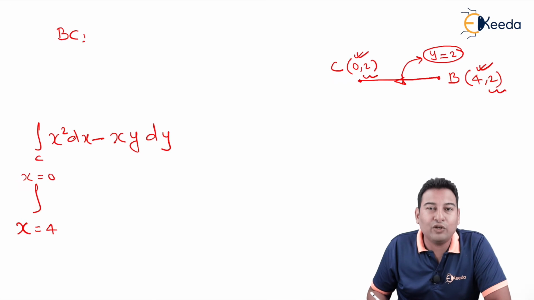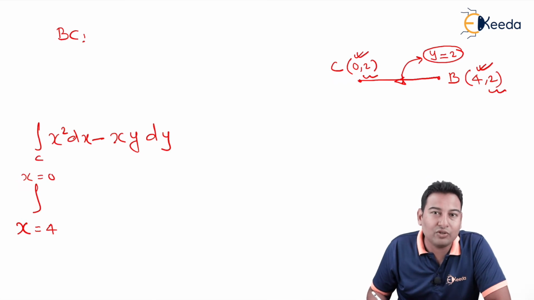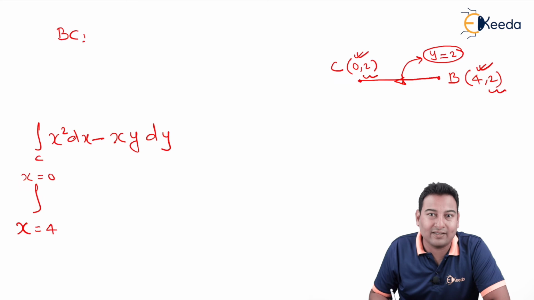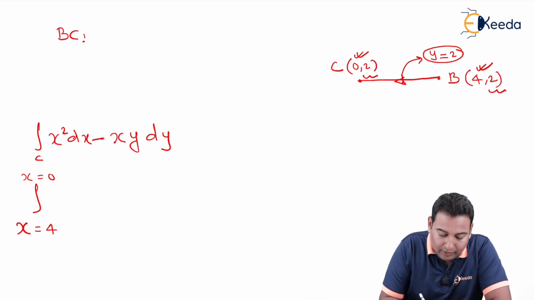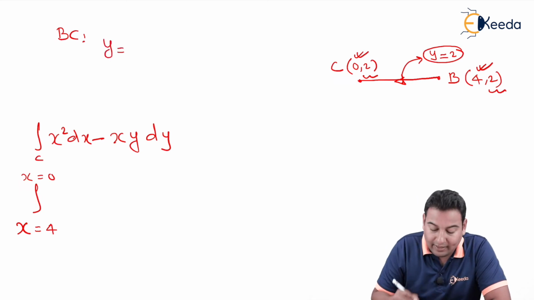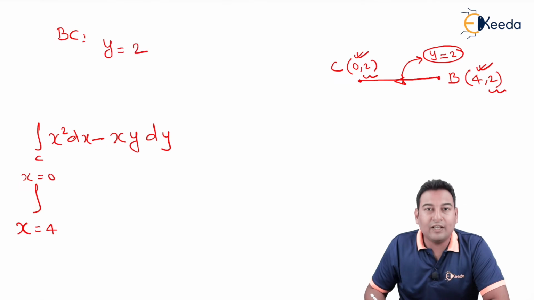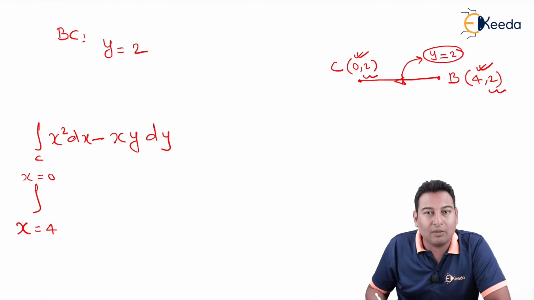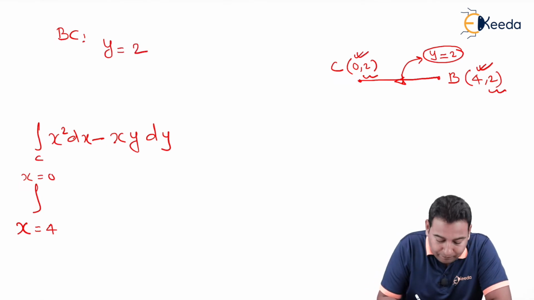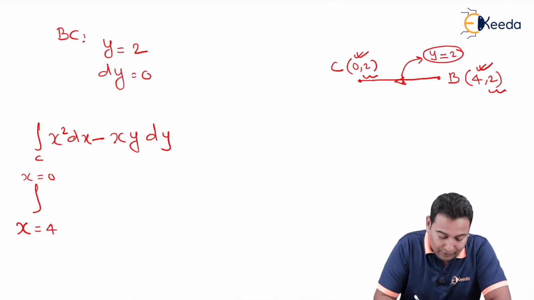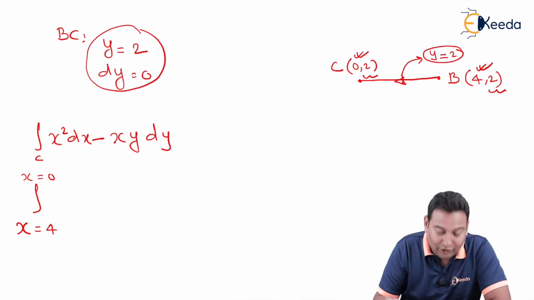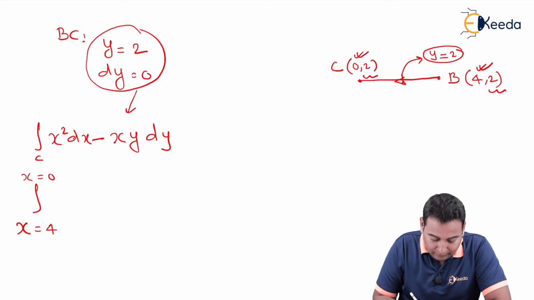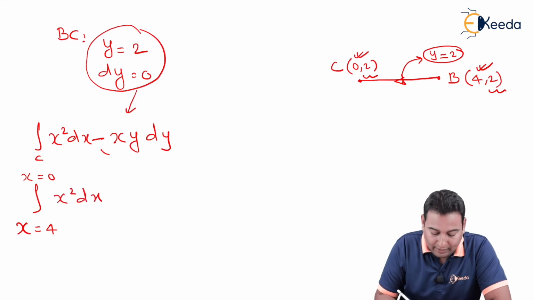That means for sure we need to integrate with respect to x. That means we need to replace y in the problem so that we'll be left with only x, so that we can integrate. Therefore, y we need to replace, and the equation is y equal to 2. Wherever we get y, it will be replaced by 2. What is dy? 0. Let's make this substitution here. X square dx, dy is 0, entire term is 0.